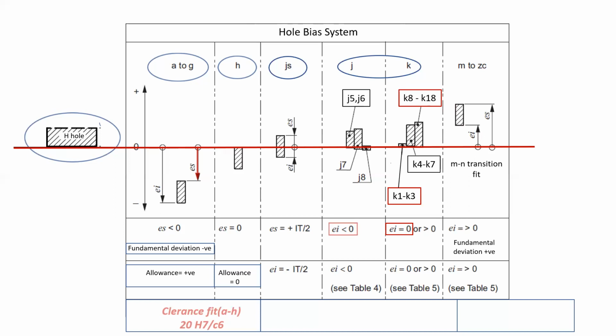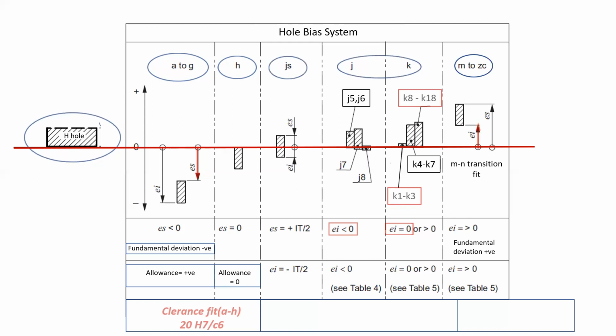Similarly, for shaft designated K, if we see closely, we can see K1 to K3 and K8 to 18. The lower deviation will be equal to 0. If we compare it with the H shaft, for it the upper deviation was equal to 0. So for K1 to K3 and K8 to 18, the lower deviation is 0, and for K4 to K7, the lower deviation is positive. Similarly, for shaft designated M to ZC, the lower deviation will be positive.